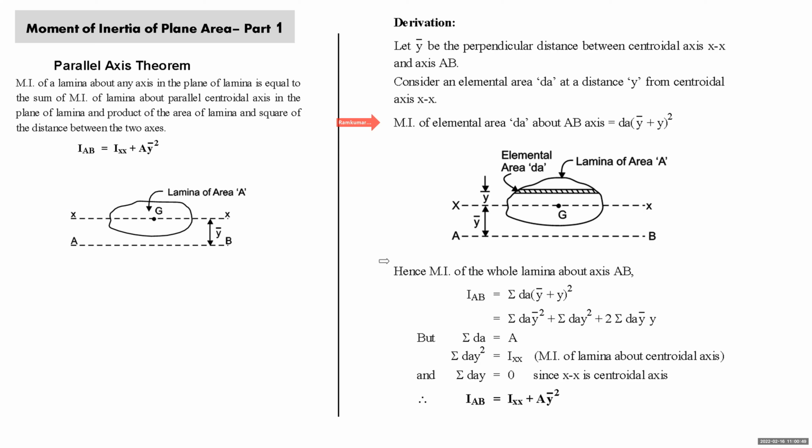Then the moment of inertia of the whole lamina about AB: again, no definite dimensions are given, so you carry out the summation of dA (y bar plus y) square. Open out the bracket. This is summation dA y bar square plus summation dA y square plus 2 times summation dA y bar y. Now we understand that summation dA is area A.